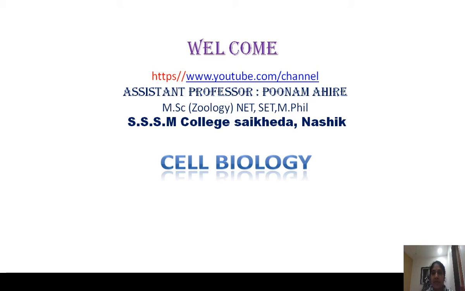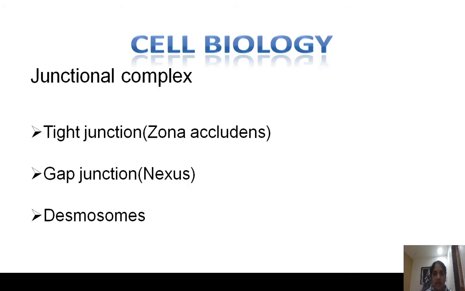Today we are going to study the topic cell biology, that is junctional complex. So the junctional complex keeps the cell together. It includes the tight junction, known as occludens, the gap junction, known as nexus, and the desmosomes.